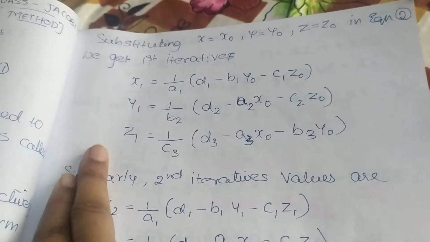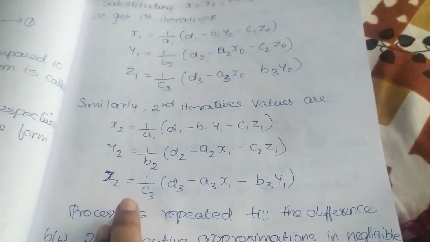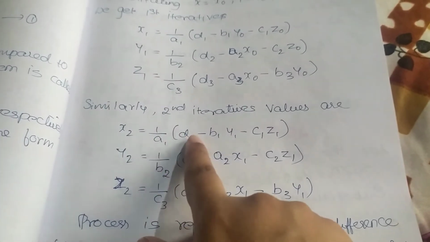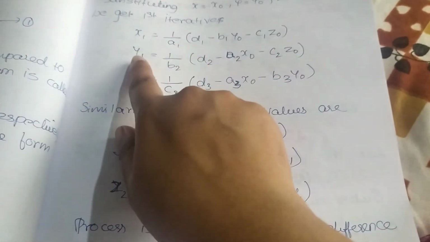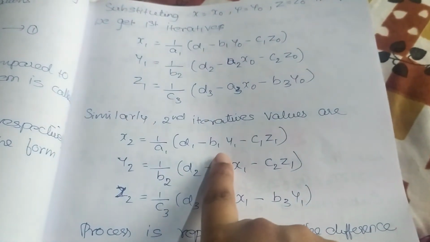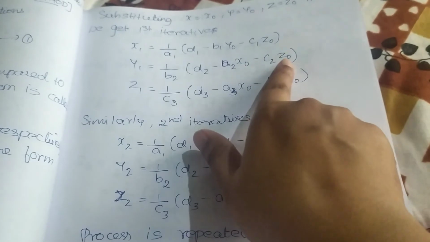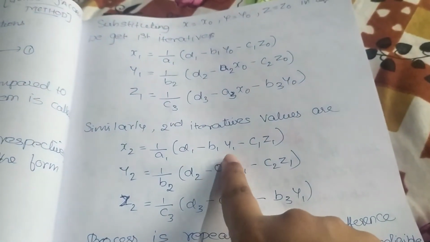The values we get here, we consider in the second iteration. That is, x2 equals 1 by a1 into d1 minus b1 y1. We are using this value here in the next iteration. The value we get here after putting y0 and z0 as 0, we are considering in this step.